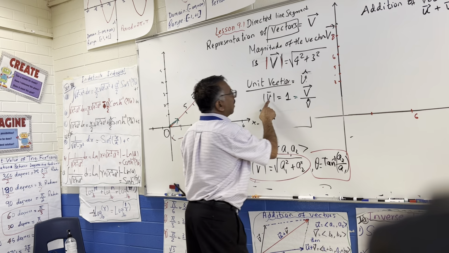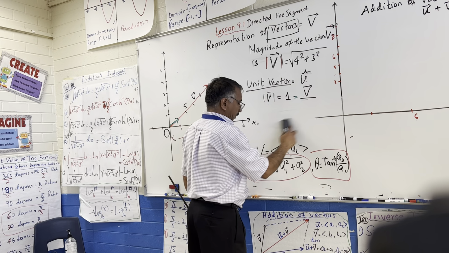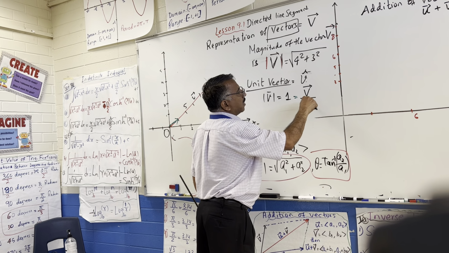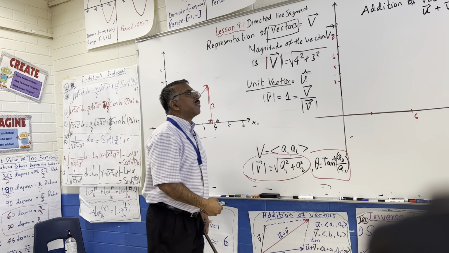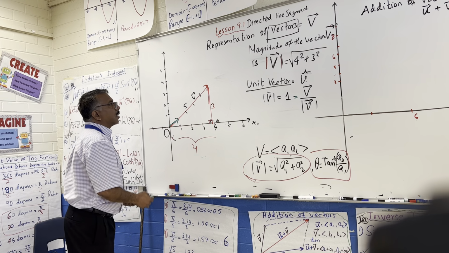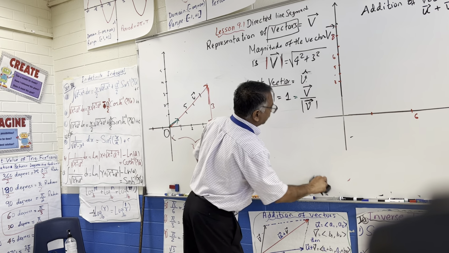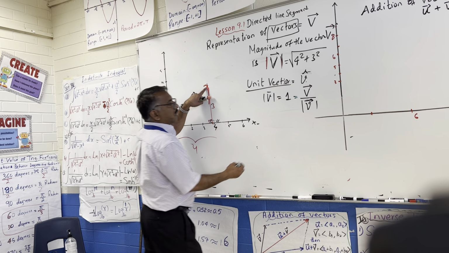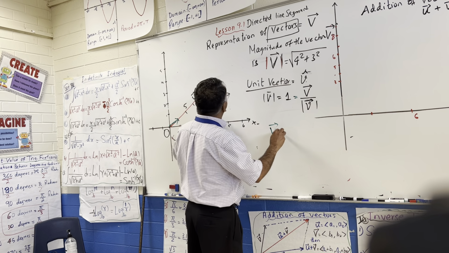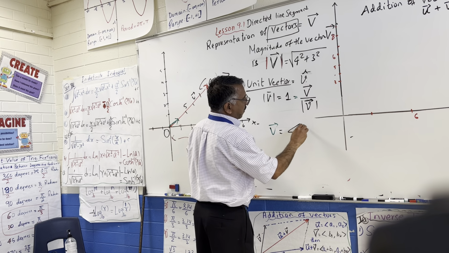That's the magnitude. For any vector, if you want to know the unit vector, all you do is divide by the magnitude. Now in this example, V was the vector. What was the vector V? It was 4 and 3. So 4 and 3, that's the vector.